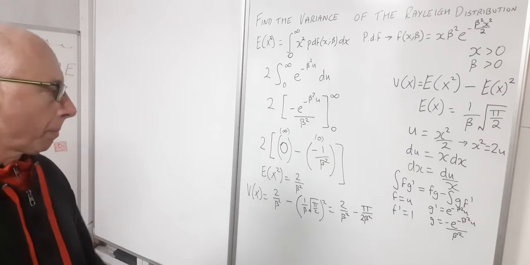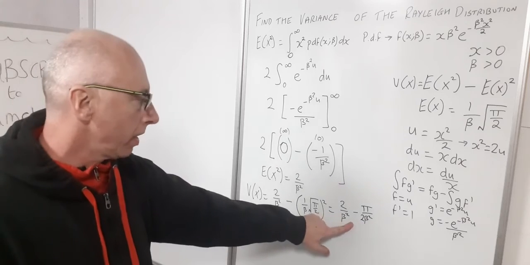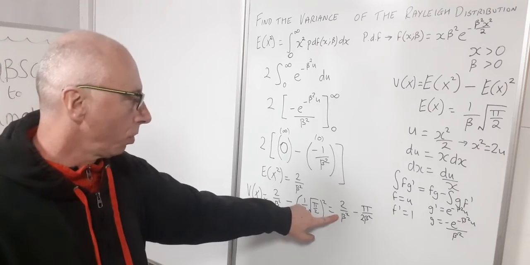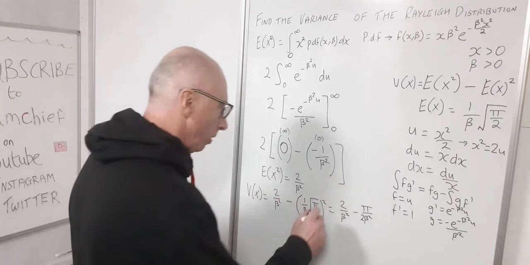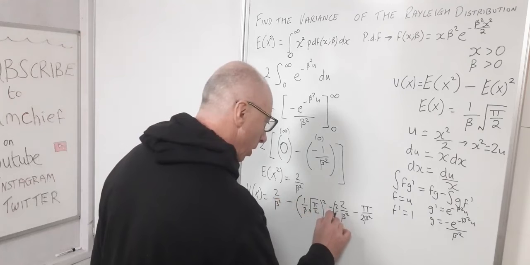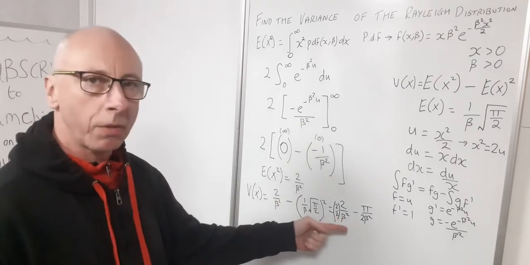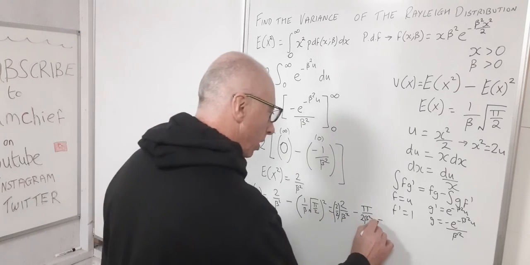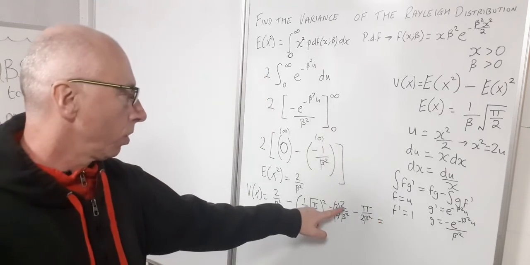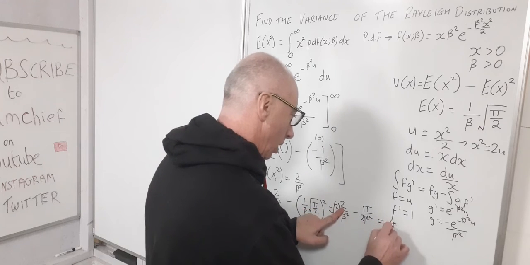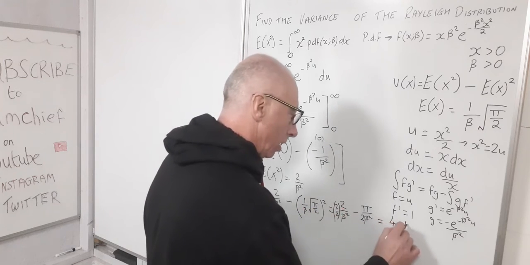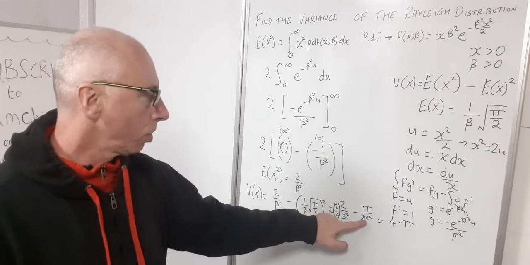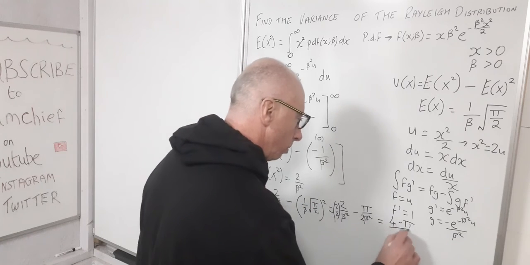Okay, now I've almost got common denominators here. I just need to get a 2 in this. So if I multiply this by 2 over 2, I'm just basically multiplying that by 1, so I'm not affecting anything. So then that's going to give me 2 2s are 4, and then minus pi. And then my common denominator now is 2 beta squared. So it's just 4 minus pi over 2 beta squared.